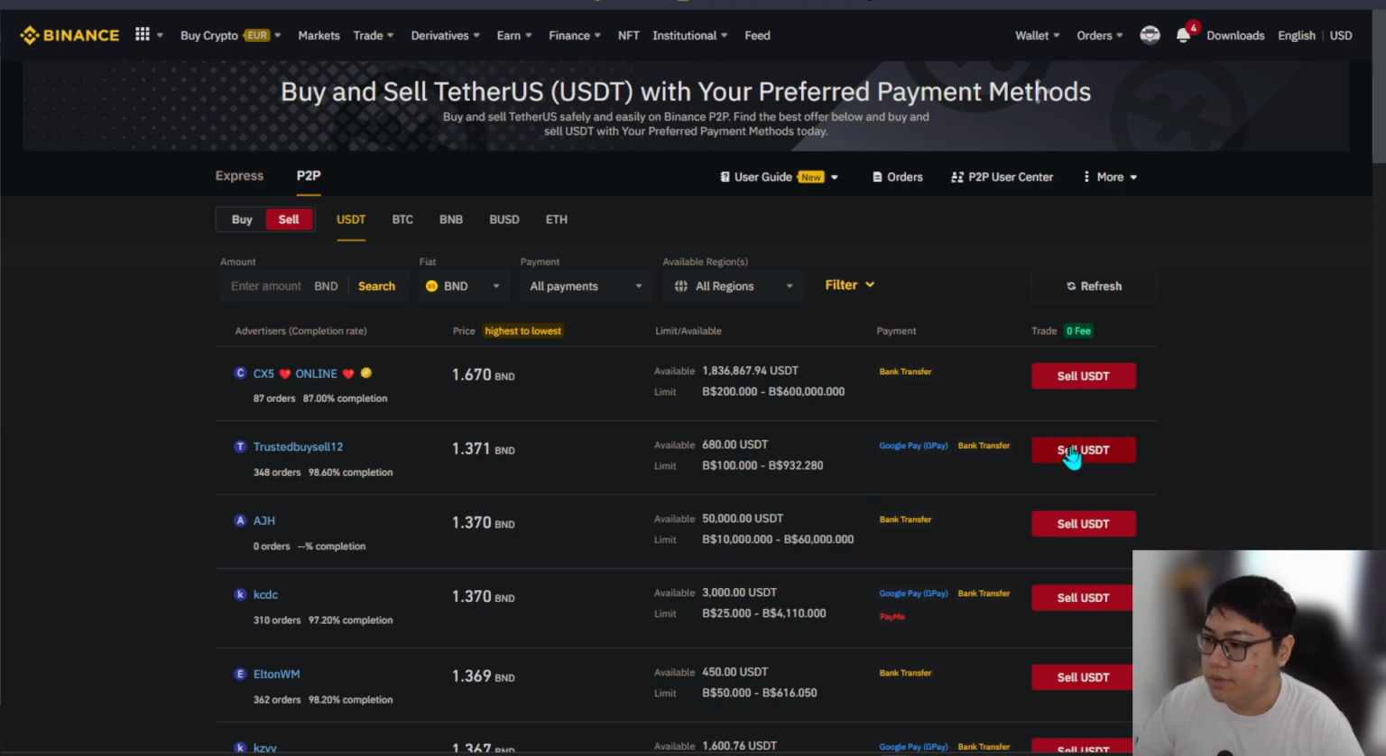I mean, you can receive it with like Google Pay, PayNow, or you want to use bank transfer, depending on what kind of option you want. So when you click on sell itself, if let's say you do not have the payment method added, you can just add your own, and over here you are done with Binance. This is basically cashing in and out on Binance.